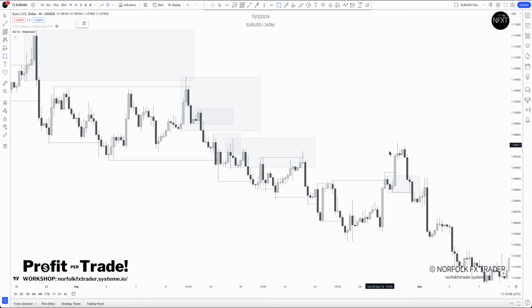Where is our area of supply? Well, this is our high. So this becomes my area of supply. Where does market run back into? Runs back into that supply. And, okay, we don't quite run into this area of imbalance. So the supply is what actually holds price.